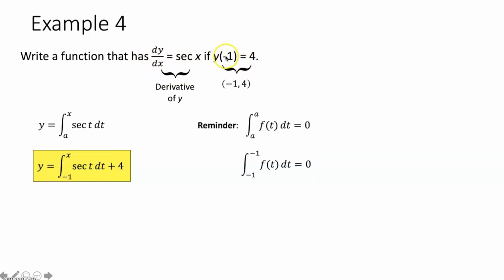Now for this part of the question, I would have to plug in -1 for x and get 4 out. So if I were to plug in -1 for x, I get the integral from -1 to -1, which causes this to equal 0. So 0 plus 4 does equal 4, meaning that both parts of this question are satisfied. So this function would be your answer to this particular question.